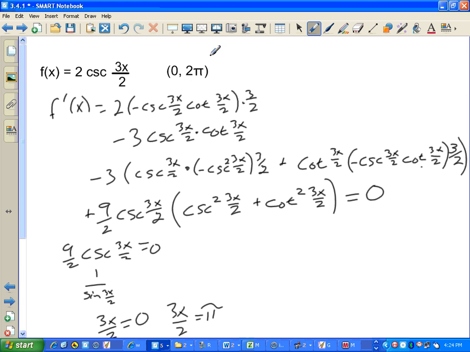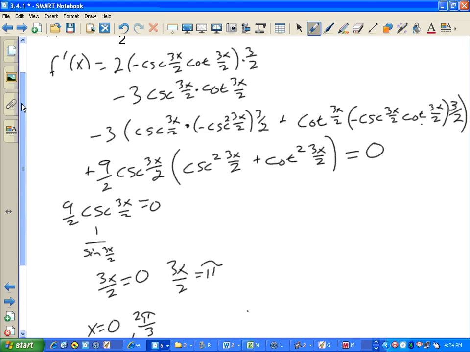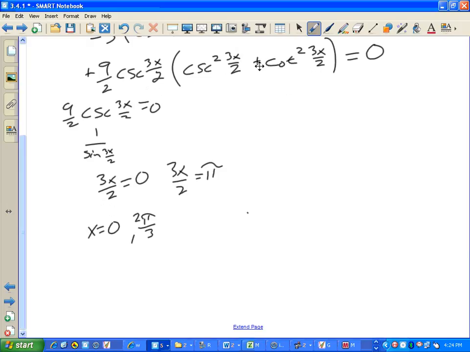And I'm only looking for the ones in this area, so I don't have to worry about big multiples. This thing here, I need to know when this is going to equal 0. If I change it into sine over cosine, oops, that's a plus. This is cosine squared over sine squared.